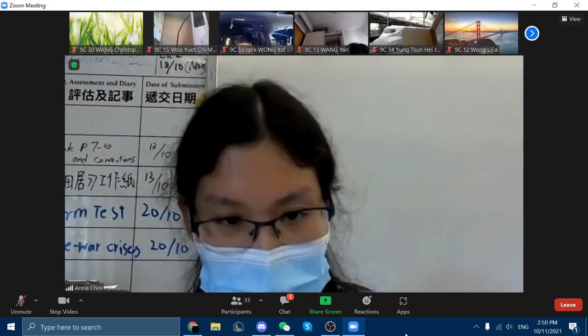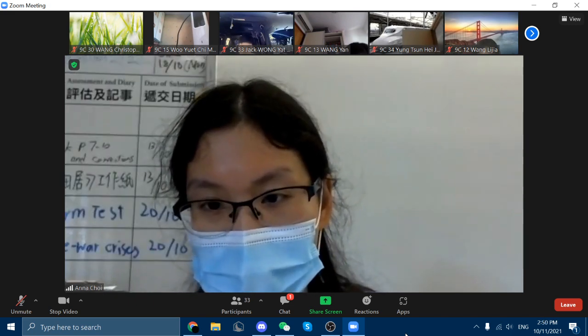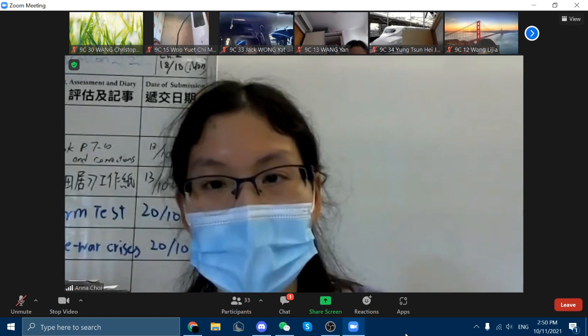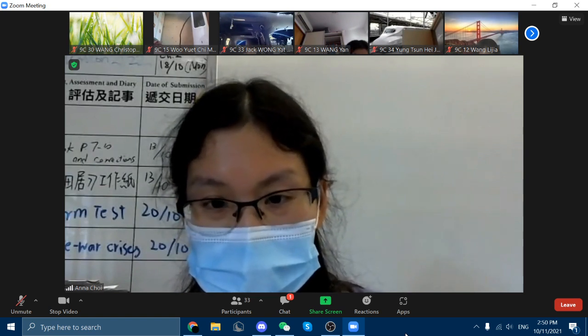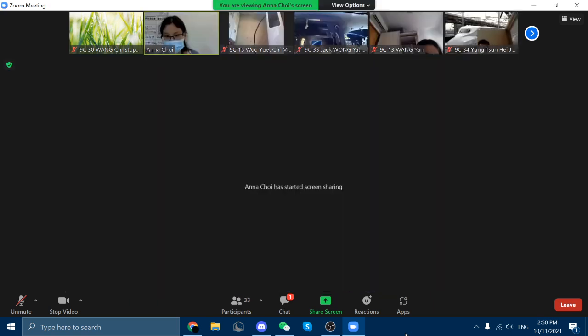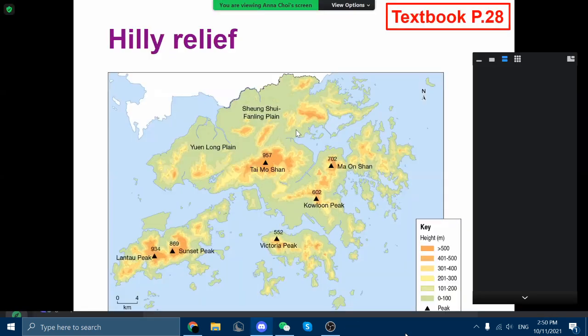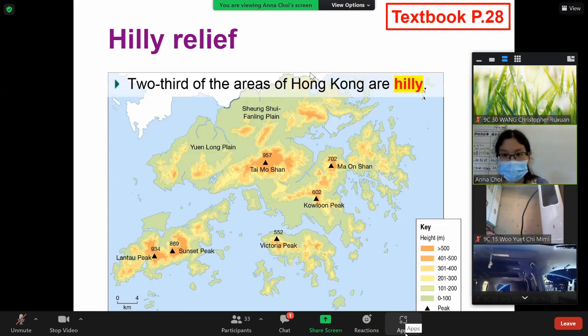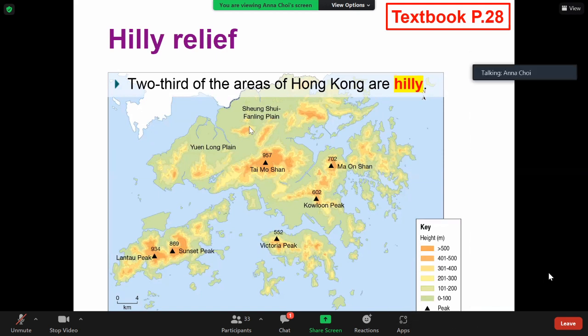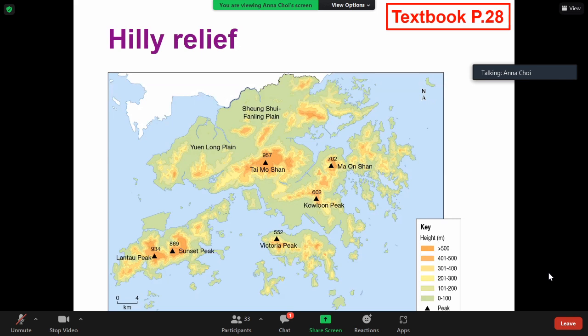So if I want you to describe the relief of Hong Kong, I guess you would simply tell me it is hilly, which is correct. In fact, in Hong Kong, around 2/3 of the land is what we call hilly relief, and comparatively speaking, the rest, the 1/3 of the land, is just what we call the lowland. Comparatively speaking, there will be fewer.